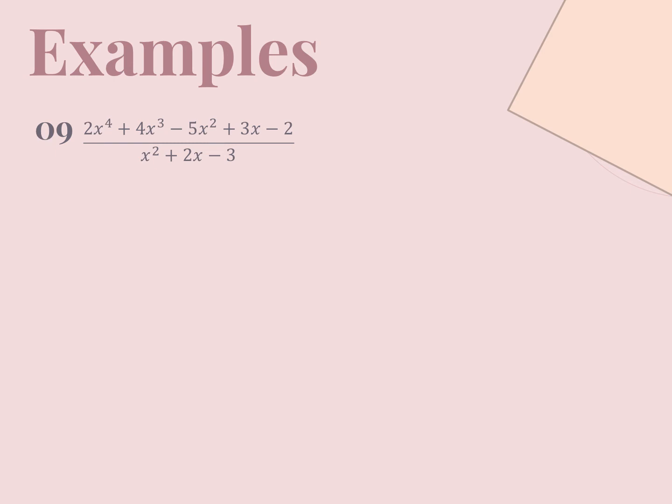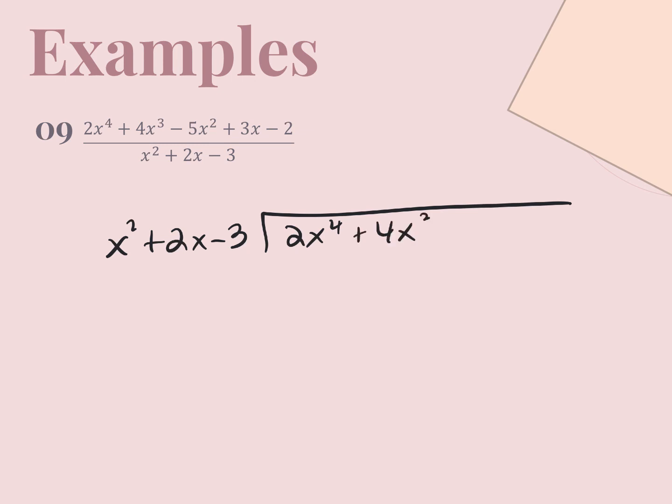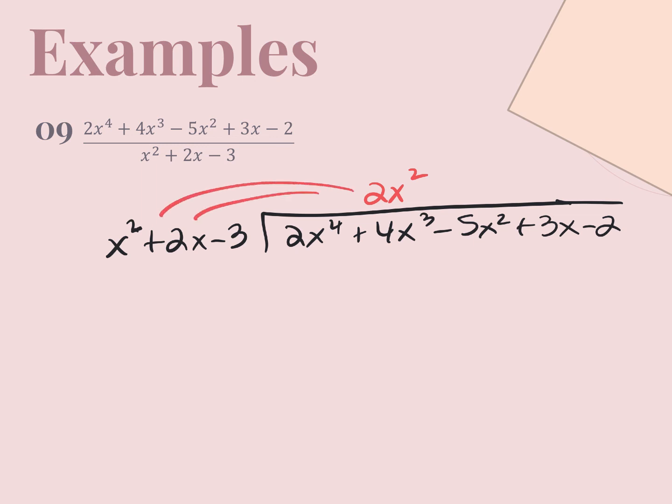All right, so this one, I cannot use synthetic because my divisor is a trinomial. So I have to do long division. So x squared plus 2x minus 3 over 2x to the 4th plus 4x to the 3rd minus 5x squared plus 3x minus 2. So what am I going to multiply x squared by to make it 2x to the fourth? I'm going to be multiplying it by 2x squared. I'm going to distribute the 2x squared to all three terms. So 2x to the fourth plus 4x to the third minus 6x squared.